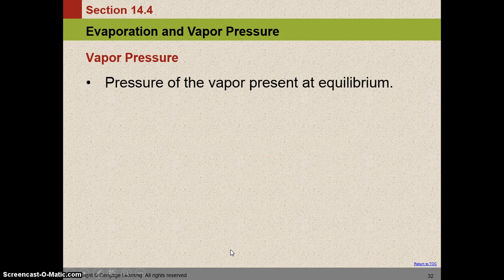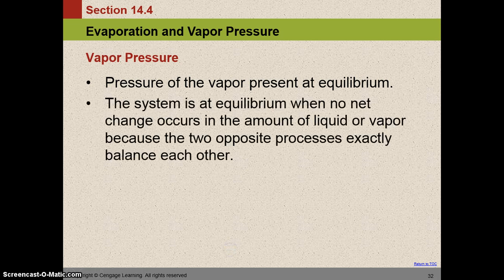Vapor pressure is the pressure of the vapor present at equilibrium. The system is at equilibrium when no net change occurs in the amount of liquid or vapor because the two opposite processes exactly balance each other out, just like the picture in the last slide.